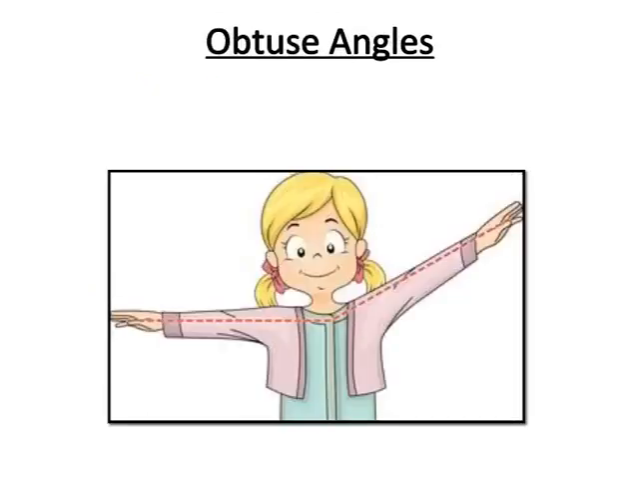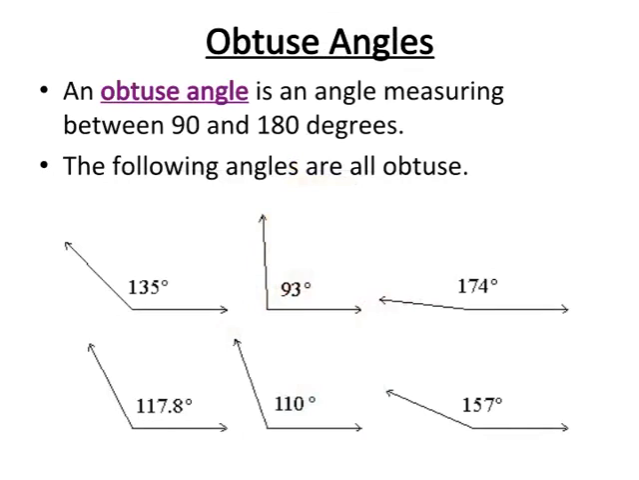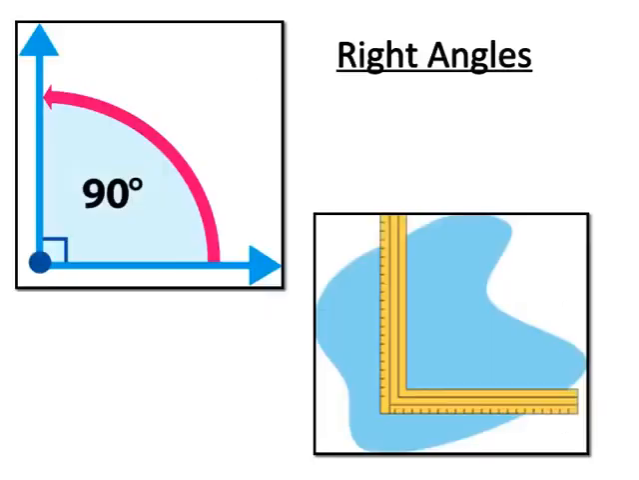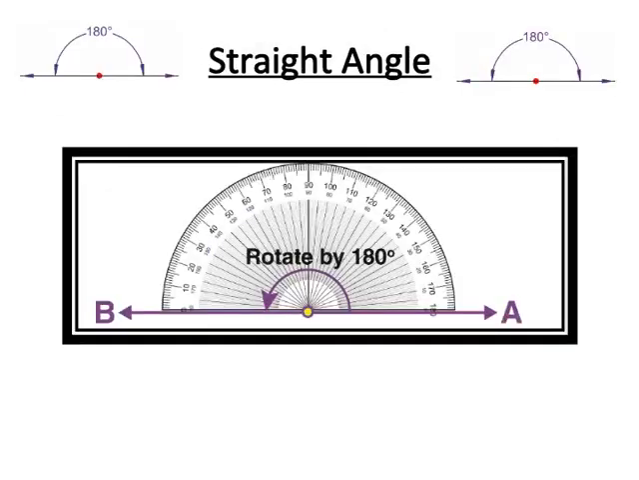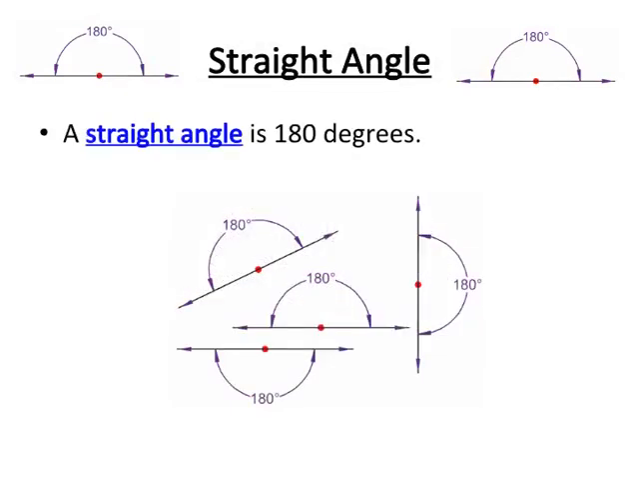Obtuse angle. An obtuse angle is an angle measuring between 90 and 180 degrees. The following angles are all obtuse. Right angle. A right angle is an angle measuring 90 degrees. The following angles are both right angles. Straight angle. A straight angle is 180 degrees.